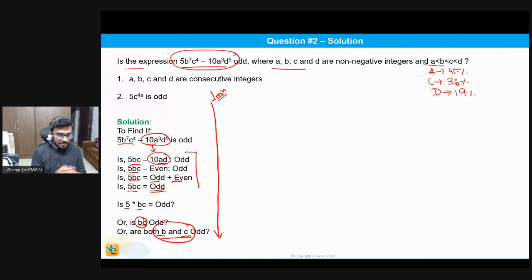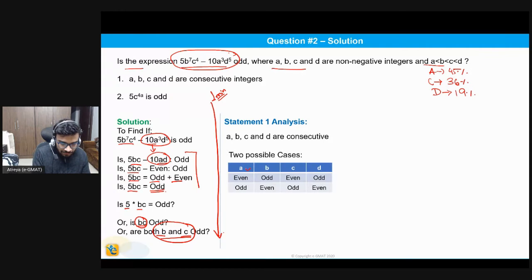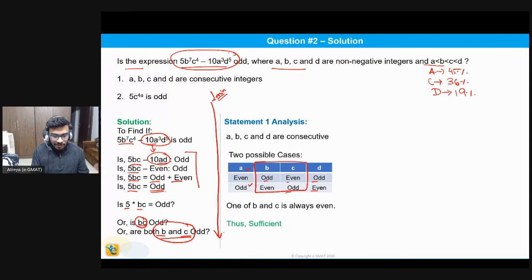Right, so with this, we have one simple piece of information that we need to check: whether b and c are odd or not. So let's go and analyze the first statement. The first statement tells us that a, b, c, and d are consecutive integers. Now, this leads us to two possible cases. A can be even, A can be odd, and depending upon that, we have an alternate even-odd nature. Similarly, if A is odd, B would be even, C would be odd, D would be even. If you look closely at the cases of B and C, you would see one of them is even and the other is always odd.